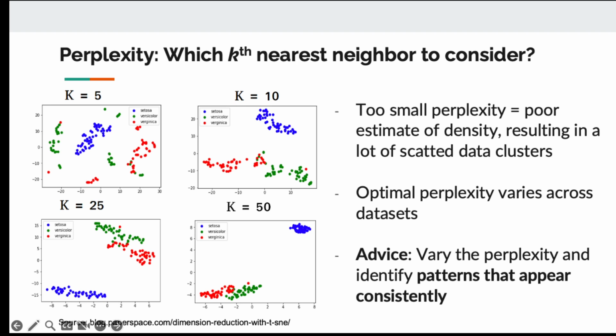So the recommendation from the developer of the technique is that you should try different values of k. In that program, they call this perplexity, but essentially, it's the number of neighbors used to determine the density. You can try changing k, and what you want to see are patterns or groupings of the cells that are consistent as you change k. You don't want something that's unique to k equal to 5. You want something that is the same regardless of the k that you set.